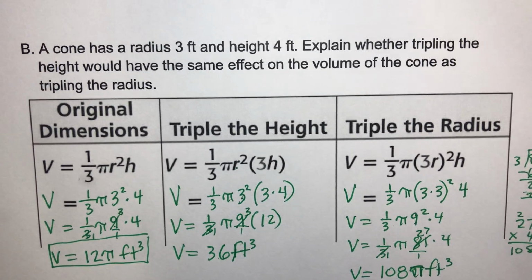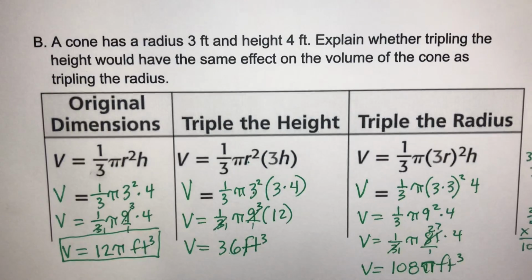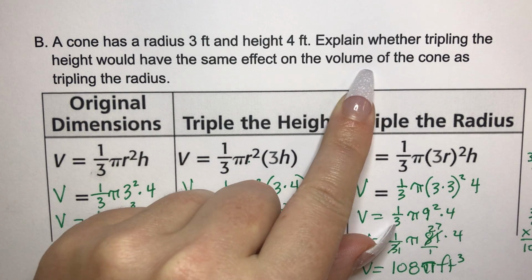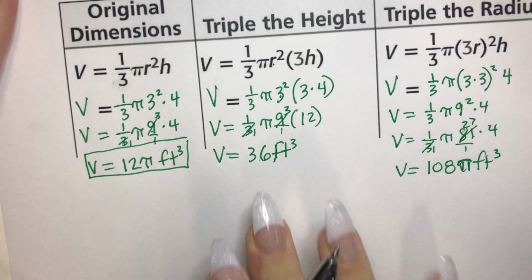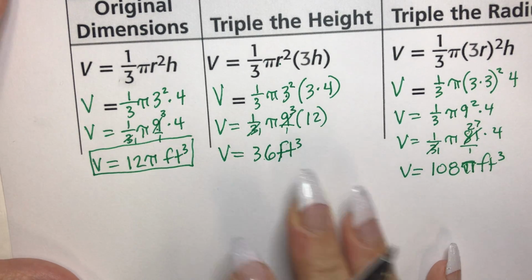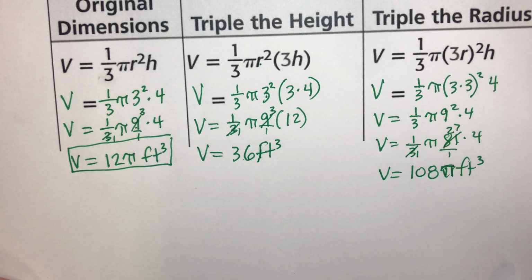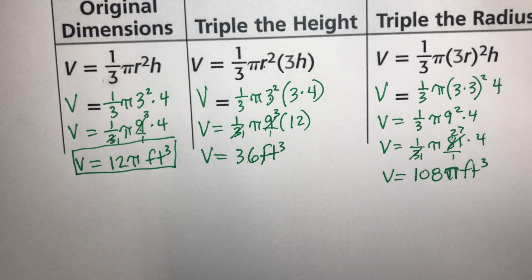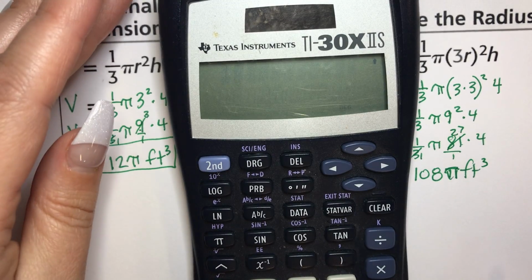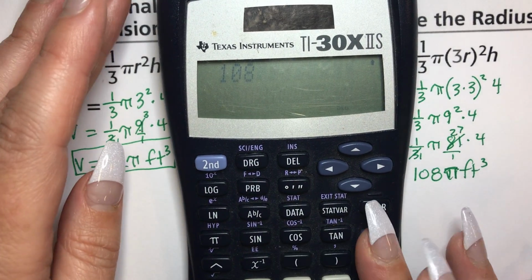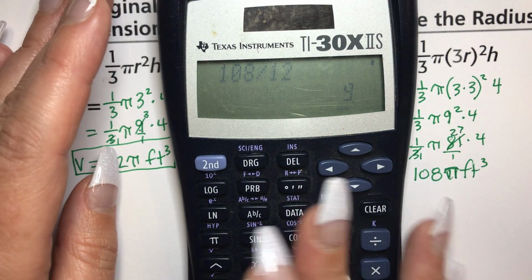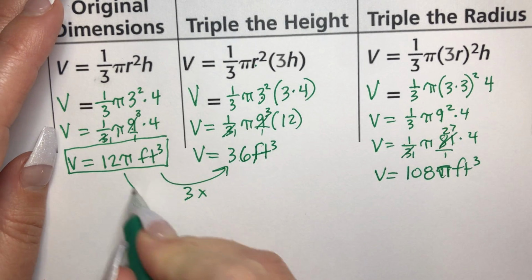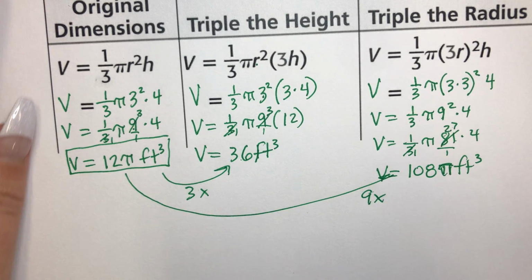All right, so the question was, explain whether tripling the height would have the same effect on the volume as tripling the radius. Well, we can see that when we triple the height, the volume ends up being 36, and when we triple the radius, it's 108, which is how many times? 108 divided by 12. Okay, so that's 9 times bigger. So we know from here to here, that's 3 times bigger, but when we go from here to here, that's 9 times bigger.